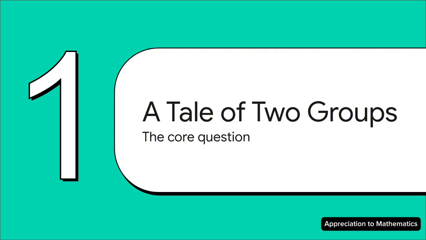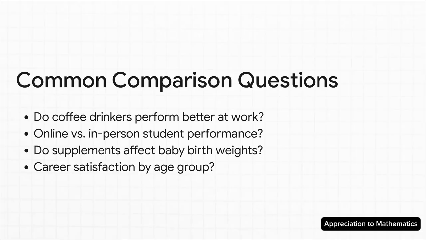The big question, the one we're always trying to answer, is this. Is the difference I'm seeing between them for real? Or did it just happen by random chance? And trust me, this isn't just some abstract academic idea. We ask these kinds of questions all the time. I mean, do you really get more done at work if you drink coffee? Do students actually learn better in a classroom versus online? These are real-world questions, and they all need a solid method for comparing two distinct groups.